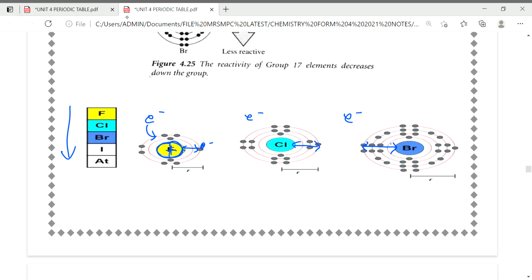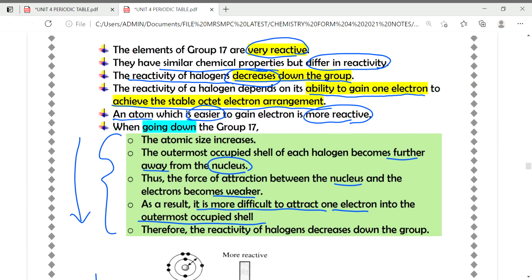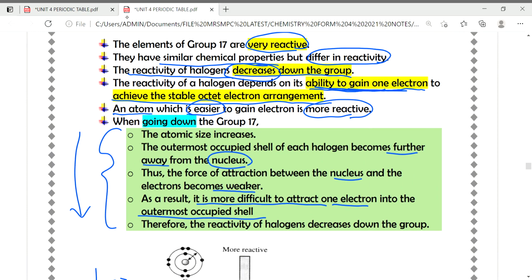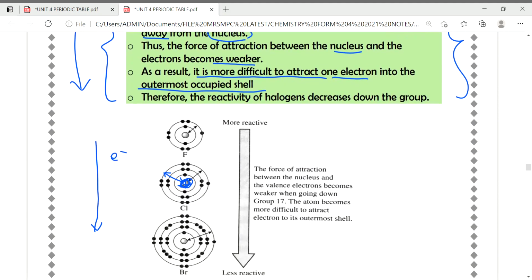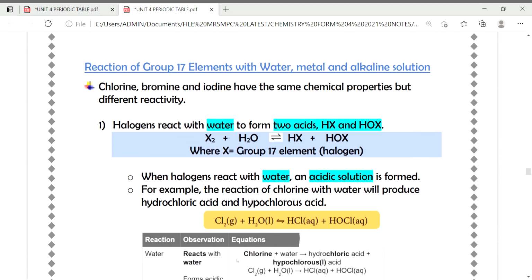So that's why when we go down group 17, the reactivity of halogen decreases. Reactivity of halogen depends on apa? The ability to gain one electron to achieve the stable octet electron arrangement. So ini ayat dia. Kenapa reactivity of halogen decreases when going down the group. Alright, so next is reactions of group 17 elements. Kita nak tengok reactions yang berlaku antara group 17 dengan water, metal and alkaline solutions.